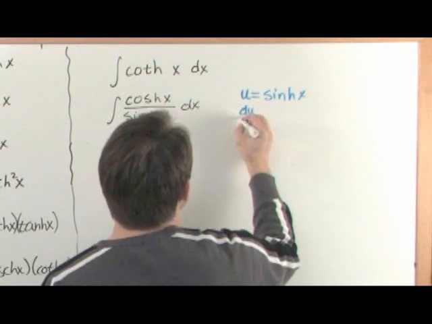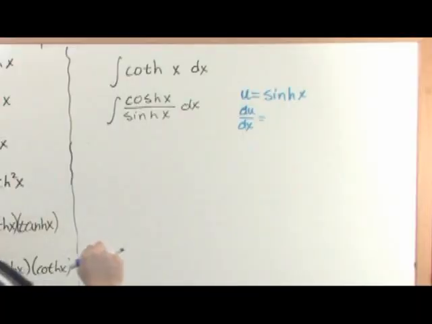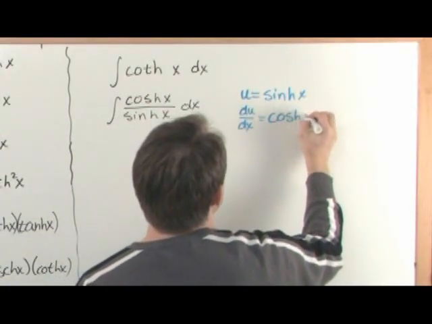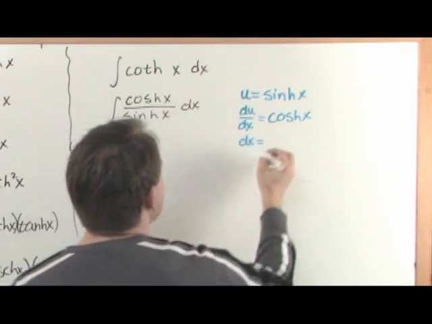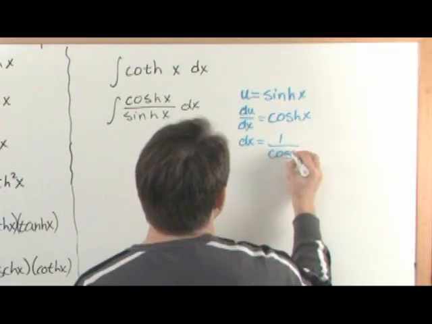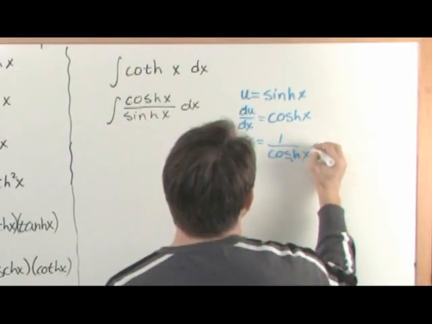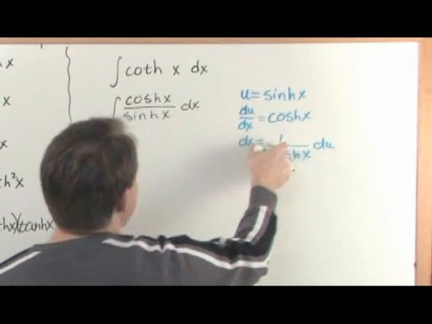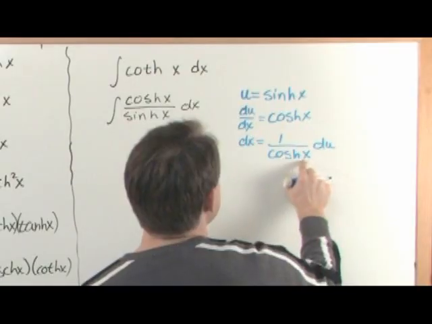So then du/dx, the derivative of u with respect to x, would be the derivative of hyperbolic sine. We looked in our table: the derivative of hyperbolic sine is hyperbolic cosine. So we just put hyperbolic cosine there. And now we're going to solve for dx, because I'm going to end up using that when I do my substitution. So it's going to be 1 over the hyperbolic cosine of x times du. Make sure you convince yourself of that. You move the dx over here, and then you divide by hyperbolic cosine to get dx by itself. So dx is 1 over hyperbolic cosine times du.